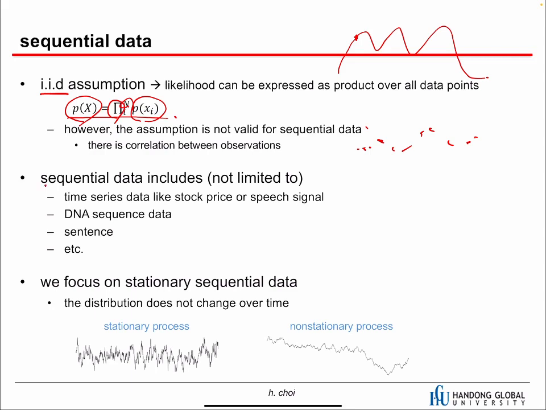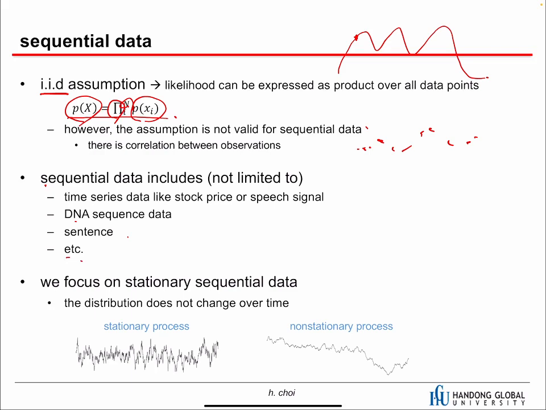Sequential data includes time series data like stock prices, speech signals, and DNA sequence data, and sentences. A sentence is a sequence of words. There is a lot of sequential data, including sensor signals and so on.